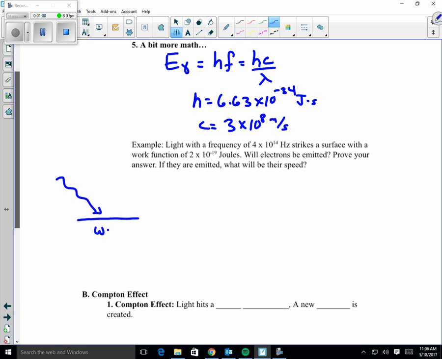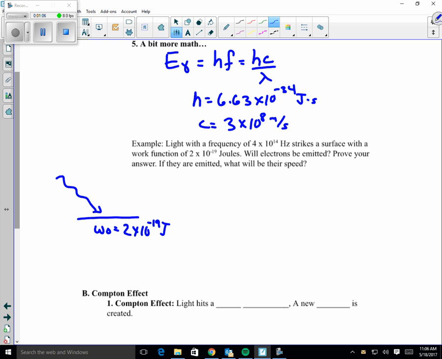So my work function over here is equal to 2 times 10 to the minus 19 joules. And my frequency is 4 times 10 to the 14 hertz. And as I was saying, these are always energy problems. This is an energy, so it's okay, but this frequency up here is not an energy. I have to use that frequency to find the energy. So I'll use the equation E equals hf.